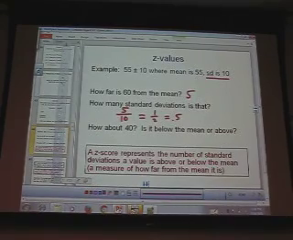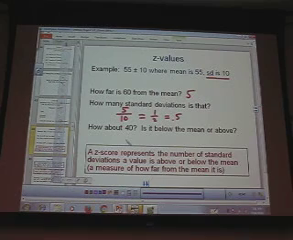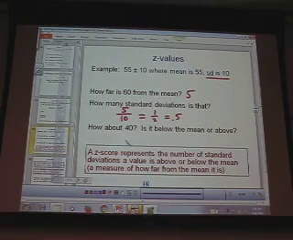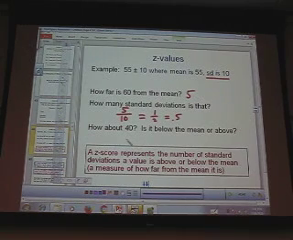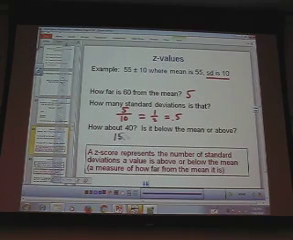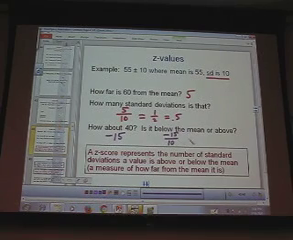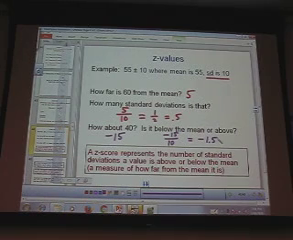How about 40? How far is 40 from the mean? What's my mean? 55. How far is 40 from 55? 15. Is it above the mean or below the mean? Below, so it should be negative. Everybody on board with that part? I want to know how many standard deviations that is, so I take negative 15 and divide by a standard deviation. So it's negative 1.5 standard deviations from the mean. So its z-score is negative 1.5.